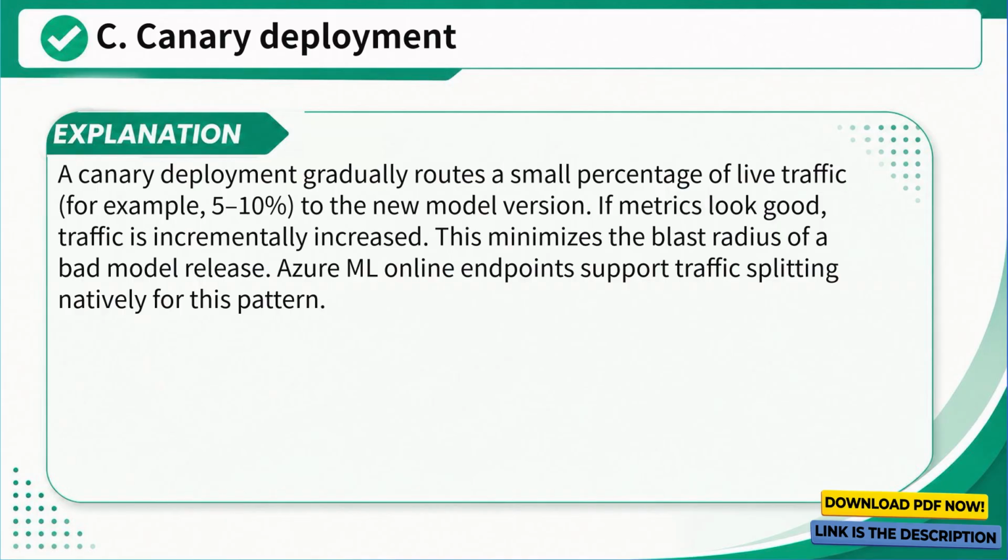Explanation. A canary deployment gradually routes a small percentage of live traffic, for example, 5 to 10%, to the new model version. If metrics look good, traffic is incrementally increased. This minimizes the blast radius of a bad model release. Azure ML Online endpoints support traffic splitting natively for this pattern.